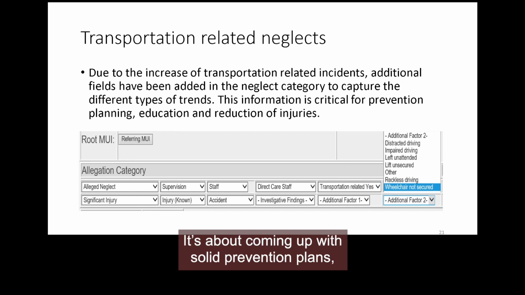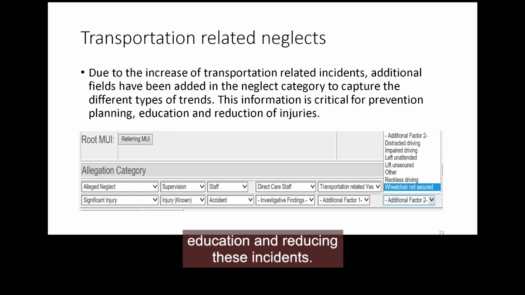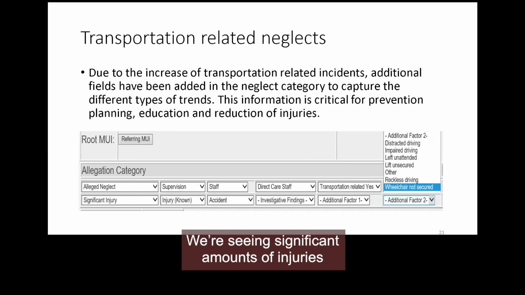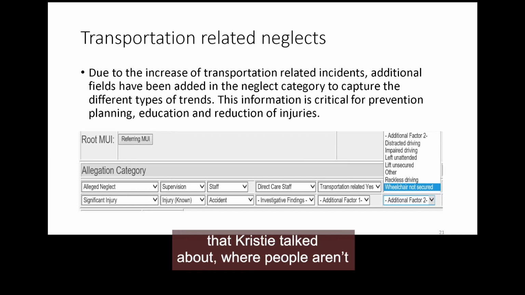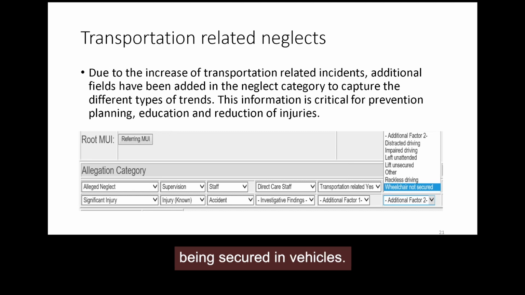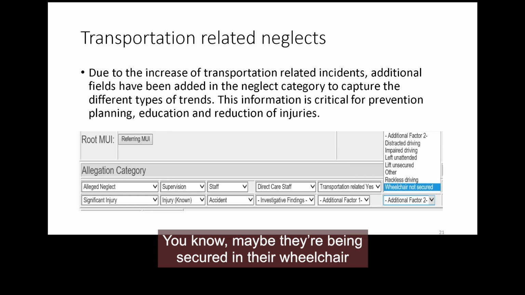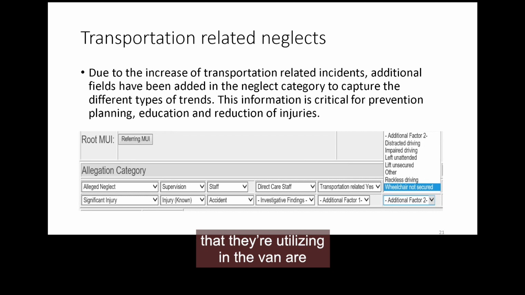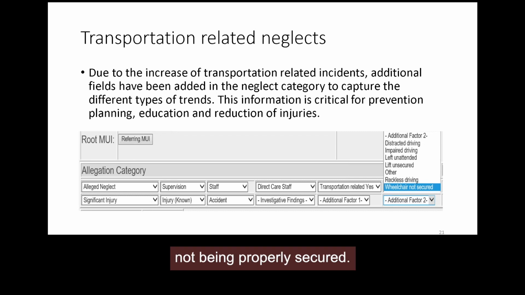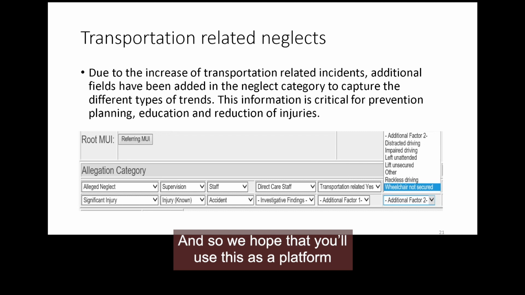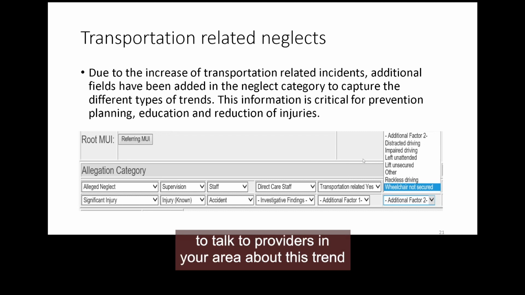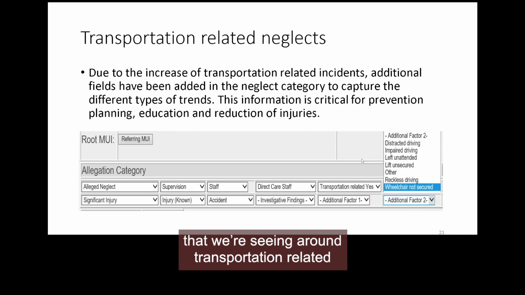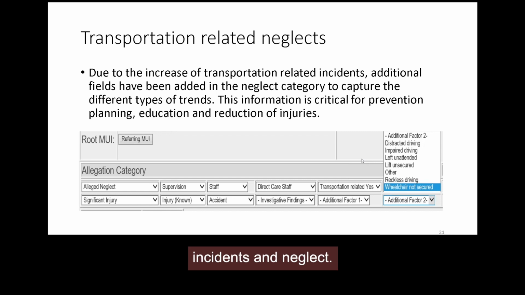It's about coming up with solid prevention plans, education, and reducing these incidents. We're seeing significant amounts of injuries occurring to individuals because of these things that Christy talked about, where people aren't being secured in vehicles. Maybe they're being secured in their wheelchair and their lap belt is on, but the tie downs they're utilizing in the van are not being properly secured. And so we hope that you'll use this as a platform to talk to providers in your area about this trend that we're seeing around transportation-related incidents and neglects.